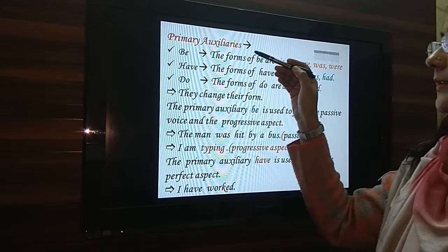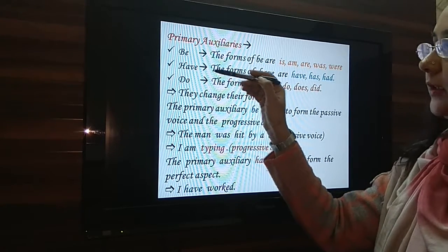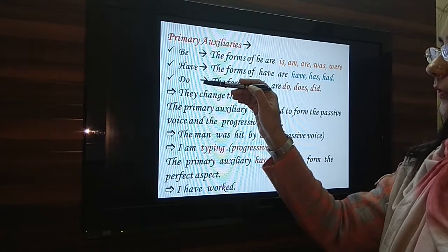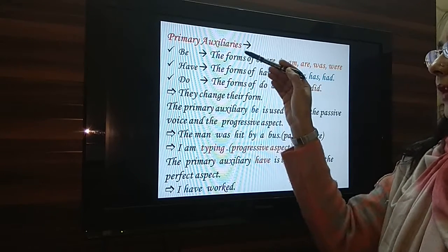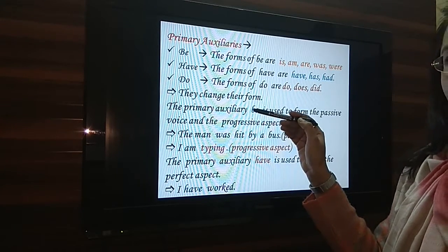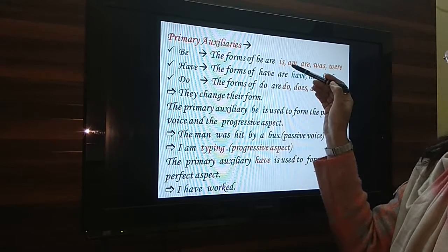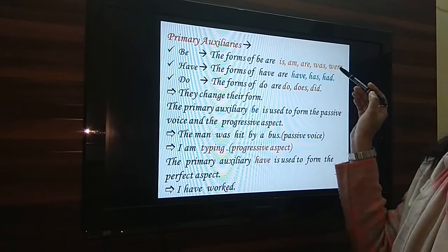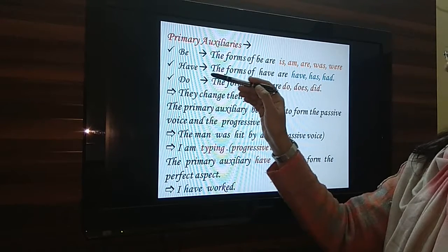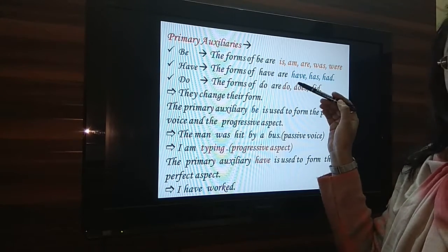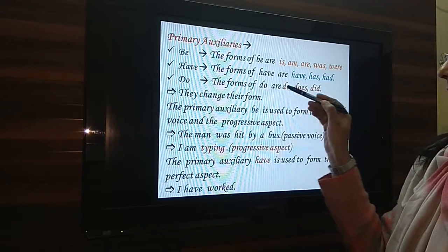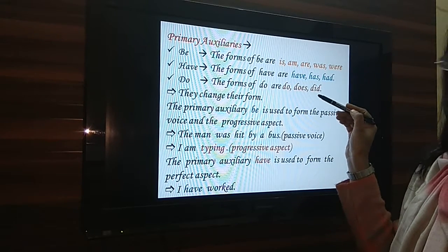Primary auxiliaries are be, have and do. And it's a very important feature of primary auxiliaries that they change their form. Like the forms of be are is, are, was and were. Have. The forms of have are have, has and had. Do. The forms of do are do, does and did.